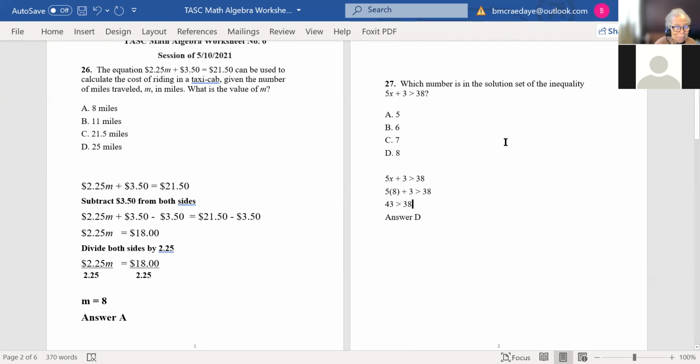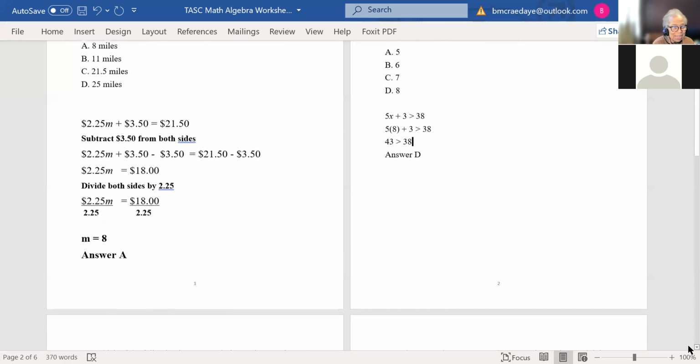You know what? Some people take the 7 because they say, oh, 35 and 3 is 38. Of course it's 38. That's not an equal, that's not greater. Okay, Maureen, excellent. Okay, let's go to 28.